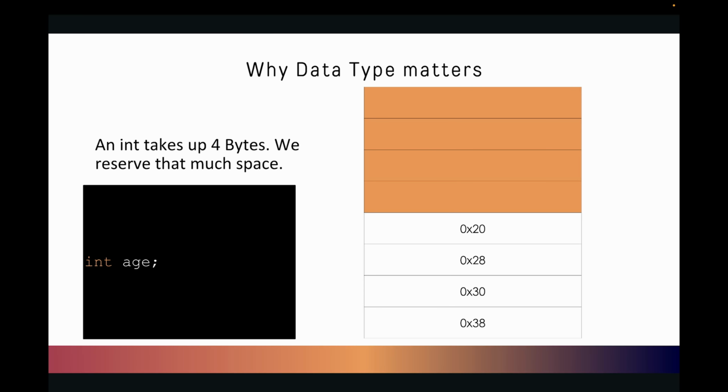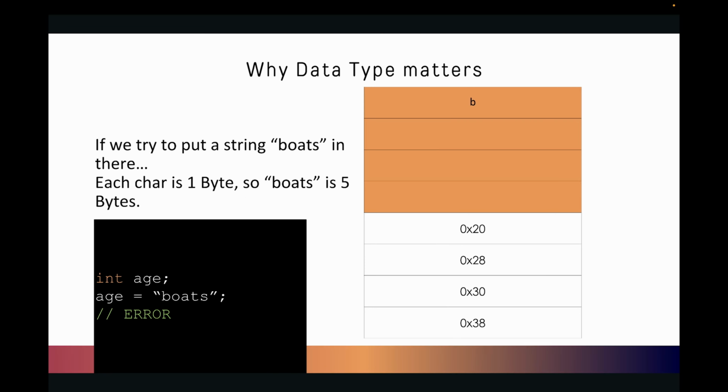All right, now why do data types matter? Why do we have to know what that is ahead of time? Well, when we declare a variable, we have to allocate the right amount of memory for it. In this case, 4 bytes for an int. But if we try to put a string in there for boats, right? Boats has 5 letters. Each character takes up a byte. So we need 5 bytes.